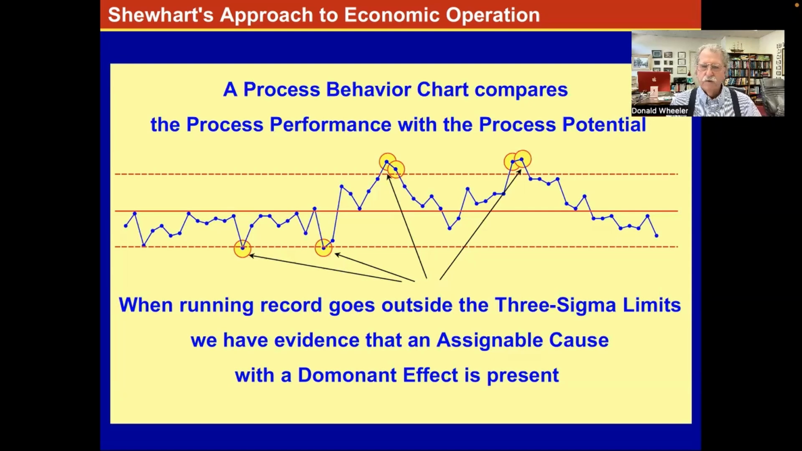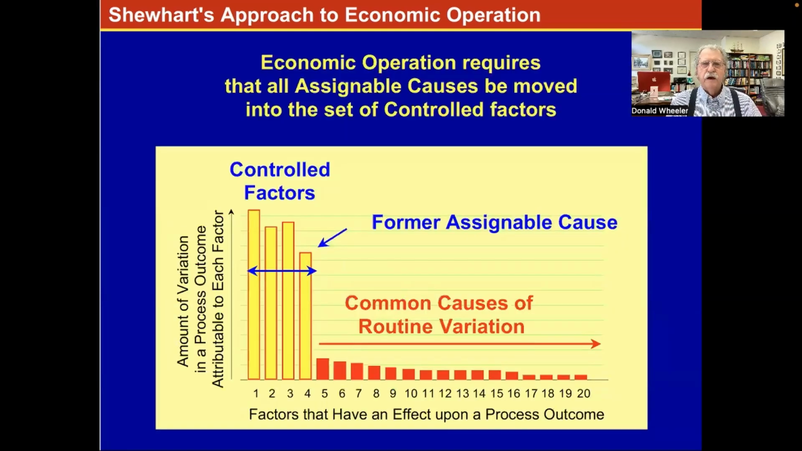When the running record goes outside the 3 sigma limits, we have evidence that an assignable cause with a dominant effect is present. Economic operation requires that all assignable causes be moved into the set of control factors. Now, we're going to look at an example of how this works.